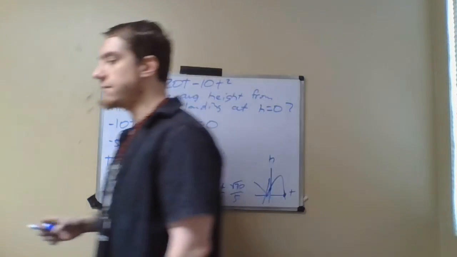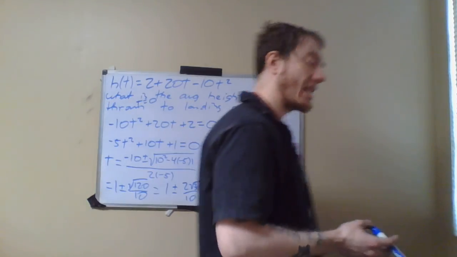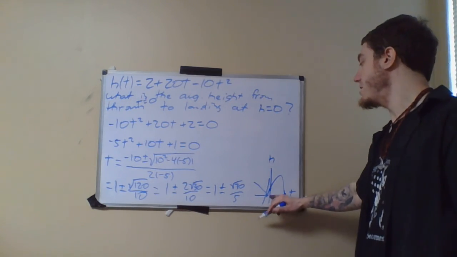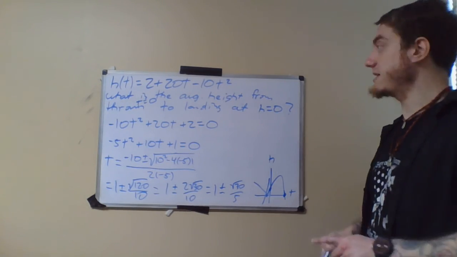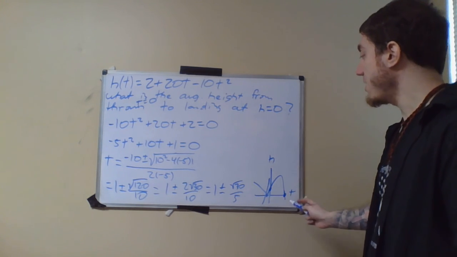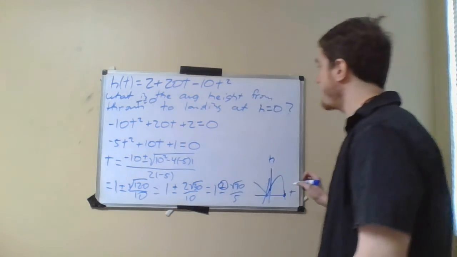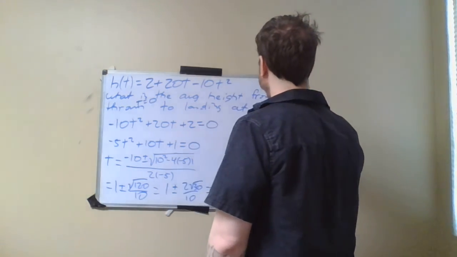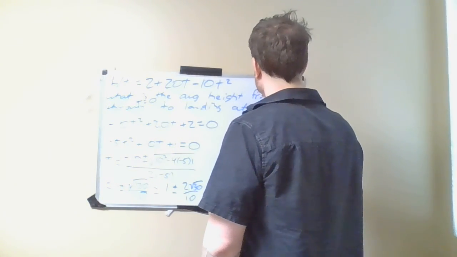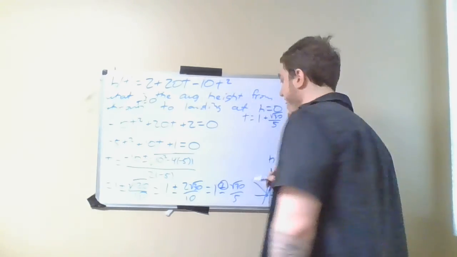This formula doesn't even describe what's going on at those times. It's not described by this because I didn't throw the ball yet. So the throw only applies when t is positive. So I want to take the positive option. So it reaches a height of h equals 0 when t is equal to 1 plus square root 30 divided by 5.